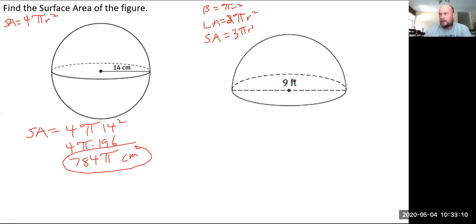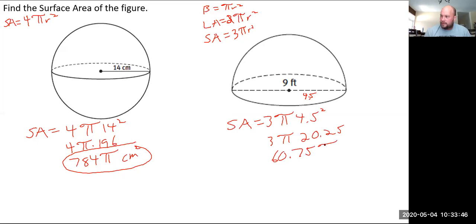On the other one, now again, I only asked for surface area on this one, so we're just using that final formula of 3 pi r squared. So surface area, we have 3 pi. The radius on this one, we have to do half of 9, so that's 4.5. So we do 4.5 squared, gives us 20.25. Times that by 3 gives us 60.75 pi, and that's our surface area of this sphere. Now again, I should include units as well, so this is in feet squared.